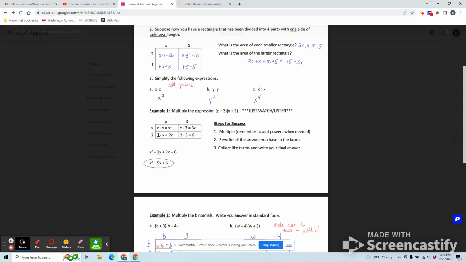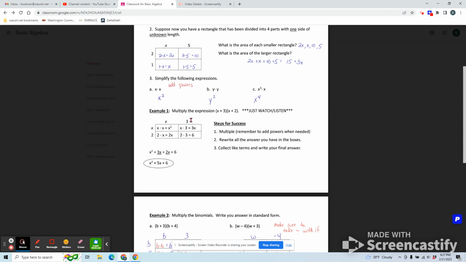So I need to create that: an x and a 3, an x and a 2. What's in parentheses is one set of factors, x and 3. My other set of factors is x plus 2, so x and 2. Now the x plus 2 and the x plus 3 can be switched. It doesn't matter. You're going to get the same answer.